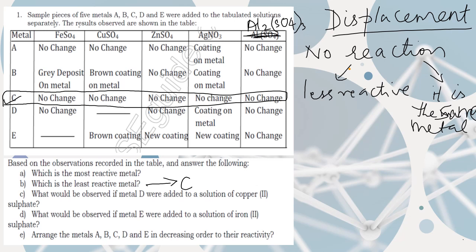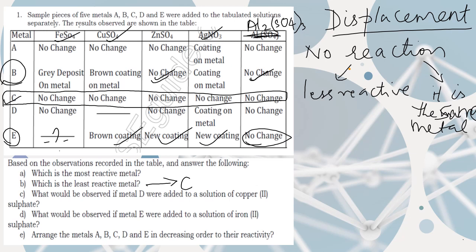Now if you see metal B, metal B is showing a change. Metal B is reacting with ferrous sulfate, copper sulfate, and silver nitrate, but it is not reacting with zinc sulfate and aluminium sulfate. On the other hand, we have E, which is showing a reaction in 3 cases, just like metal B, and there is no change in one case, and we don't know about what happens when E is added to ferrous sulfate. So we need to see which one is the most reactive. Is it B or E?